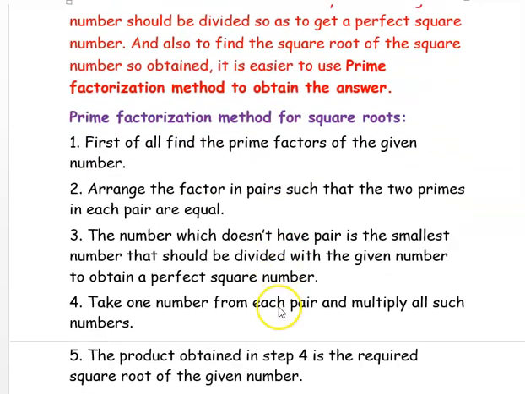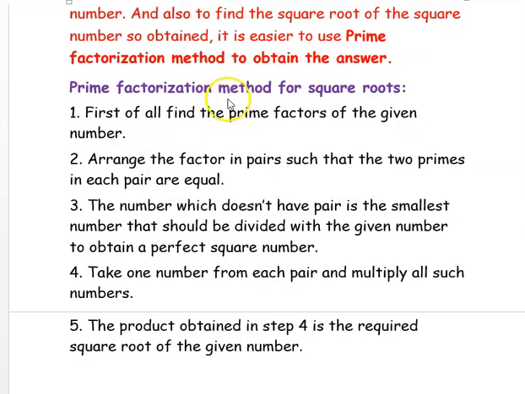So now let's see what are the steps to be followed in the prime factorization method. First step, find the prime factors of the given number. Then in the second step, arrange the factors in pairs such that the two primes in each pair are equal. Then the third step: the number which does not have a pair is the smallest number that should be divided into the given number to obtain a perfect square number. Then in the fourth step, we take one number from each pair and multiply all such numbers. In the last step, the product obtained in step 4 is the required square root of the number.